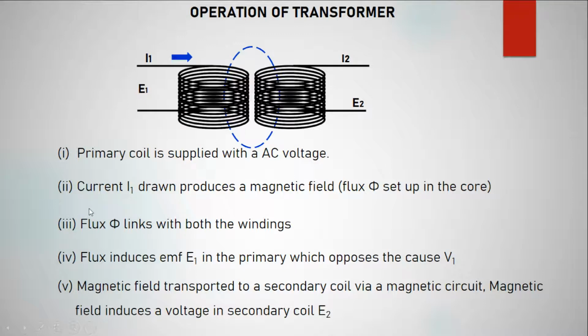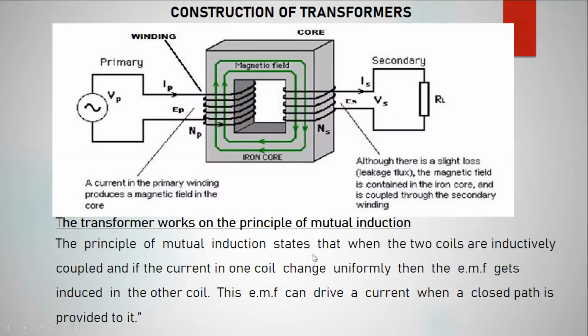So the same thing has been told here. Primary is supplied with AC voltage. Current I1 drawn produces a magnetic field. The flux phi links with both the windings because of the mutual induction. Flux induces EMF E1 in the primary, which opposes the cause V1. So once again, the EMF induced in the primary opposes the cause, that is the primary applied voltage. This is the primary applied voltage. This is the primary induced EMF.